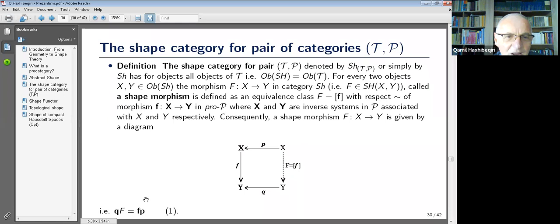Definition: the shape category for the pair (T, P), denoted by SH(T,P) or simply by SH, has for objects all objects of T. For every two objects X, Y, the morphism from X to Y in the shape category, called a shape morphism, is defined as an equivalence class of a morphism f in pro-P with respect to the equivalence relation defined above.